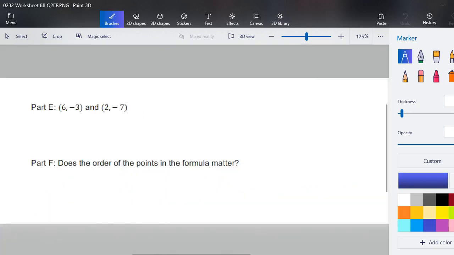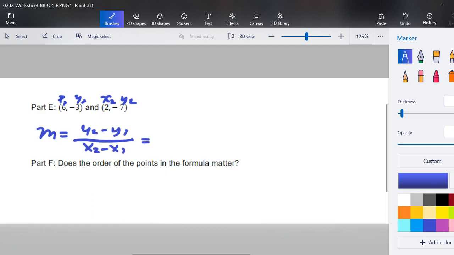I'm going to keep going with part E. On part E, again, I'm going to label x1, y1, x2, y2. Again, I'm going to start out with my formula, and then I'll plug in the points. This is my y sub 2. The formula has a minus. My y sub 1 is a -3. My x sub 2 is a 2, and the formula has a minus. And my x sub 1 is a 6.